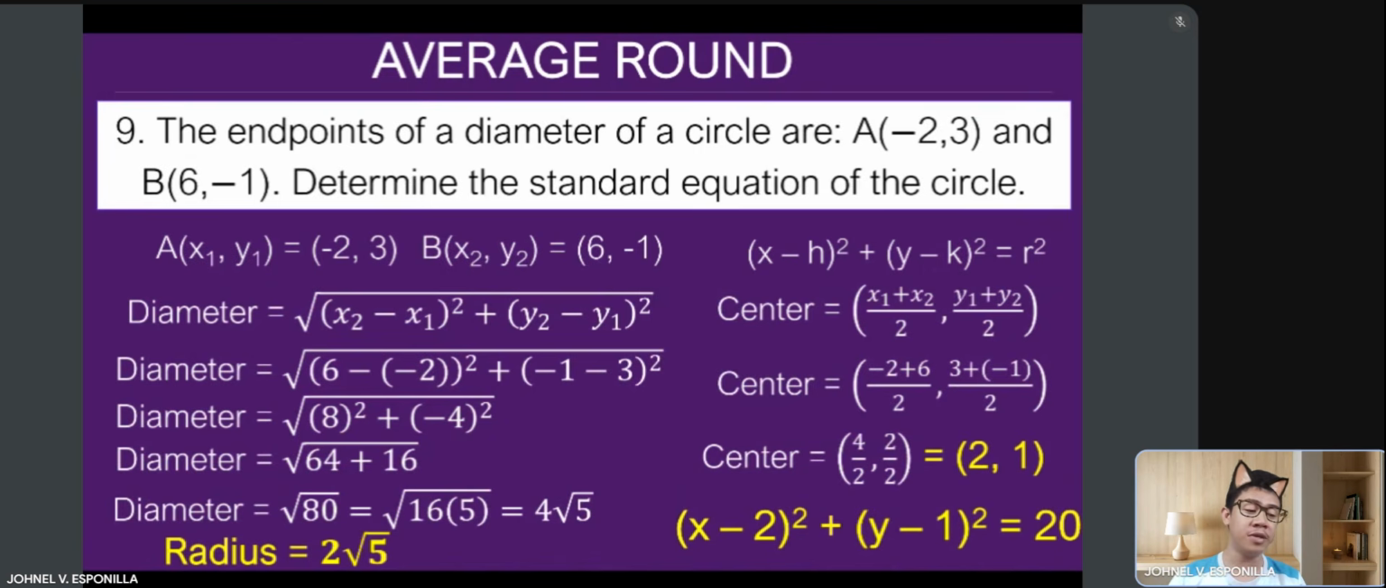Or kung gagamit kayo ng radius, so square po natin yung 2, that is 4. At yung square po ng square root of 5 is 5. So 4 times 5 is 20. That's the reason bakit 20 po siya.